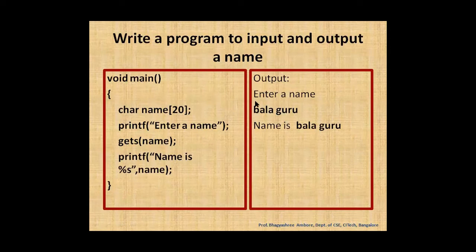Fine, it is reading the string in name. Then printf, name is %s, name. So what it does, it prints here Balaguru. If I use scanf here, it prints only Bala, because white space separates these two as separate strings. But in case of gets, it has the capacity to read till the end of the line, including white spaces. So the complete string has been displayed. Now name is Bala Guru, with the space, and the complete Bala space Guru has been printed on the screen.